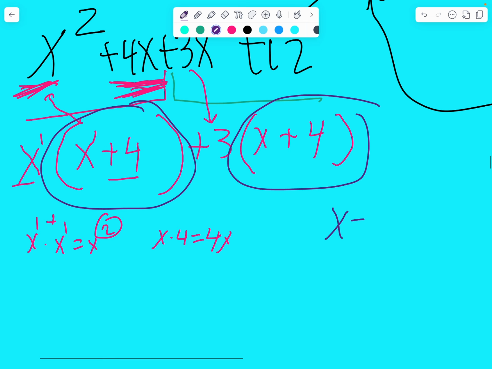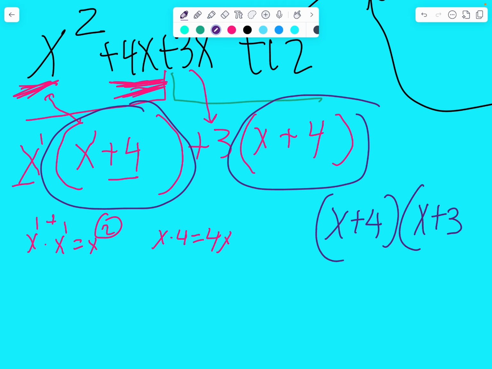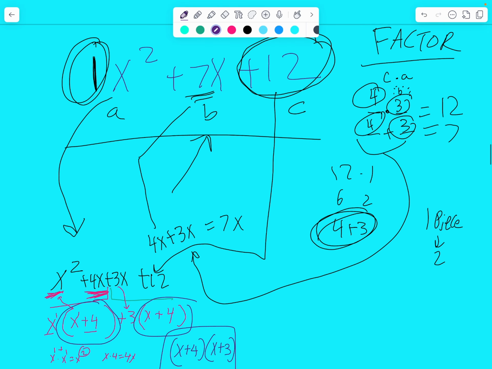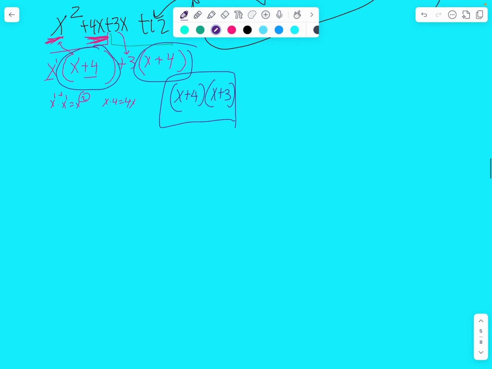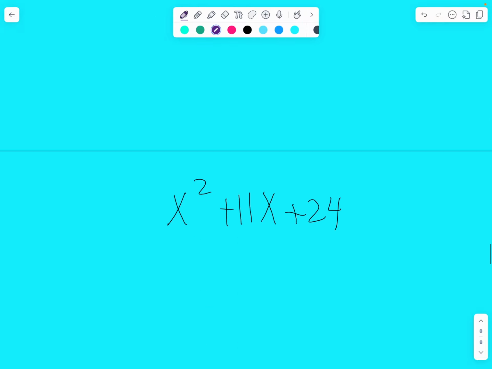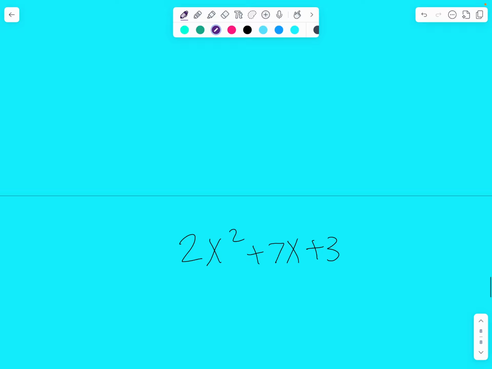So you're going to say x plus 4, x plus 3. This is your answer. You survived. That is how you approach one of these types of problems for factoring. Let's do another one. Maybe a different one. Let's do something a bit more challenging.